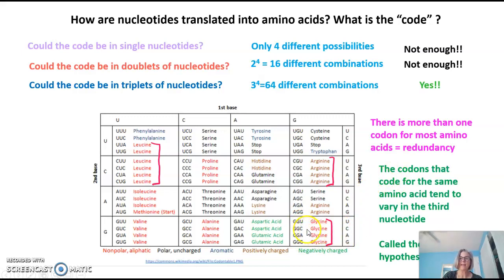And the same for glycine. There are 4 different codons that code for glycine. Now, the codons that code for the same amino acid, with 4 different codons, tend to vary in the last nucleotide in the triplet. The first 2 are generally the same for each of the codons that code for these amino acids. So in the case of glycine, each of the codons that codes for glycine starts with a GG, but the 3rd nucleotide is the one that tends to vary. Scientists call this the wobble hypothesis.